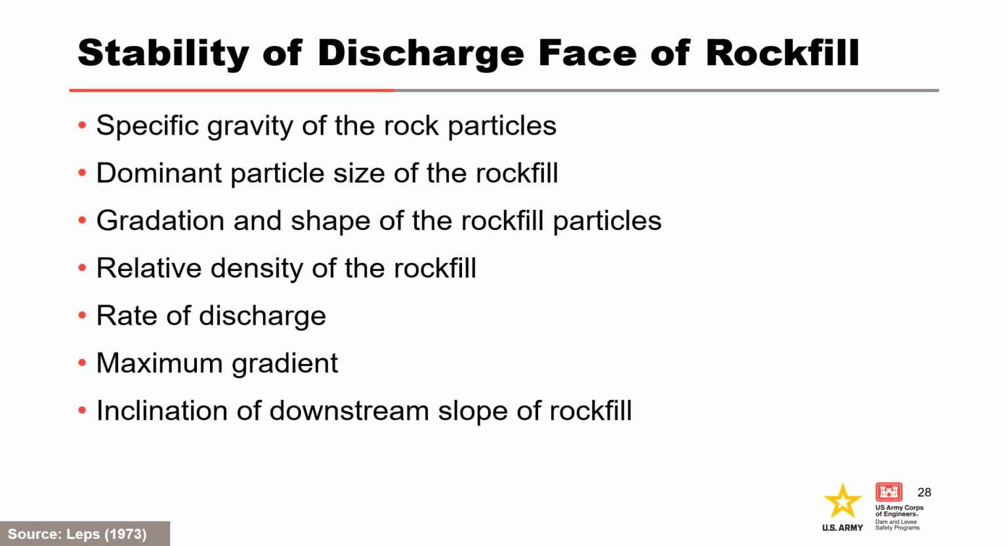Stability of the discharge face of an unreinforced rockfill slope depends in varying degree on these characteristics and conditions, listed in order of increasing importance: specific gravity of the rock particles, dominant particle size of the rockfill, gradation in shape of the rockfill particles, relative density of the rockfill, rate of discharge, maximum gradient, and inclination of the downstream slope of rockfill.